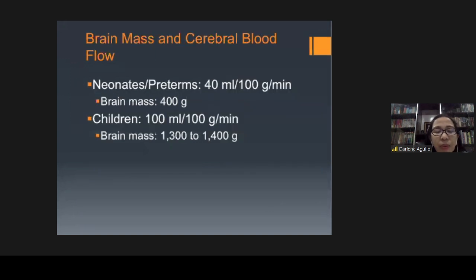Okay, so in neonates and preterms, the cerebral blood flow is at 40 ml per 100 gram per minute with a brain mass of 400 grams. In children, the cerebral blood flow is at 100 ml per 100 grams of brain tissue per minute with a brain mass of 1,300 to 1,400 grams. So ganyan kabigat yung brain ng children.